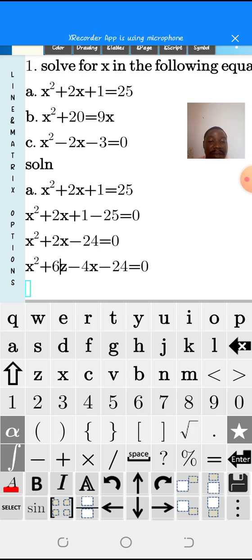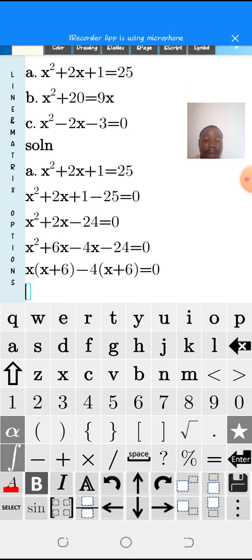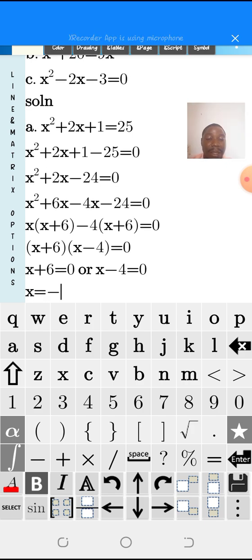Factorizing the first two terms, we have x open bracket x plus 6, we should be used to that by now. Then minus 4 is the highest common factor between the last two terms, and that becomes minus 4 open bracket x plus 6, equals 0. From here, x plus 6 is the same in both, so you pick one, and x minus 4 is combined together in a bracket, equals 0. So at this point, either x plus 6 equals 0, or x minus 4 equals 0. That means x equals minus 6 or 4.